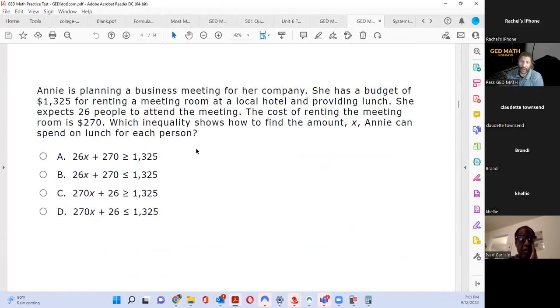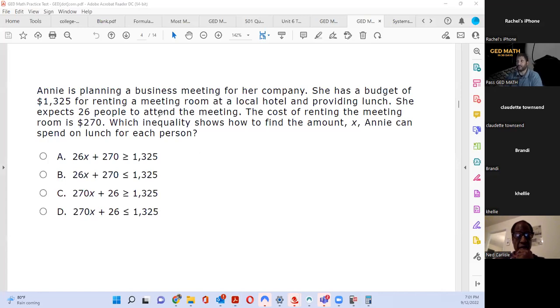What I've been hearing from students that have been taking the exam is they've been having a lot of word problems with inequalities. They're not asking you to solve this inequality. They're just asking you which inequality represents that paragraph of information. Okay. So again, where do we start?